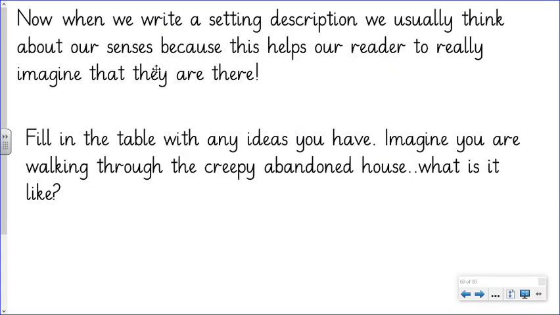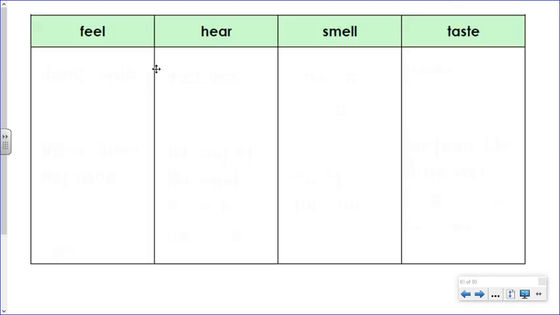Now, when we write a setting description, we usually think about our senses. We wrote setting descriptions about the labyrinth when Theseus was in there. We've written setting descriptions about the cities that we've read about in our book. So we usually think about our senses because this helps the reader to really imagine that they are there. In your pack, you have got a table with some spaces to write about what you could feel, hear, smell, and taste. So pause the video now. Make sure you're looking at the picture for inspiration and add in lots of ideas into this table.